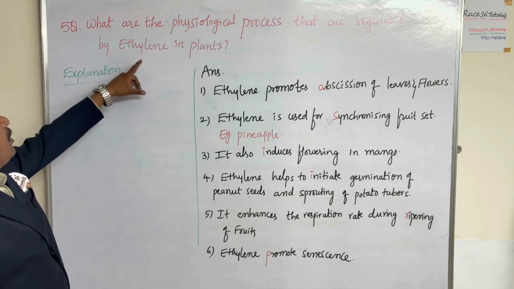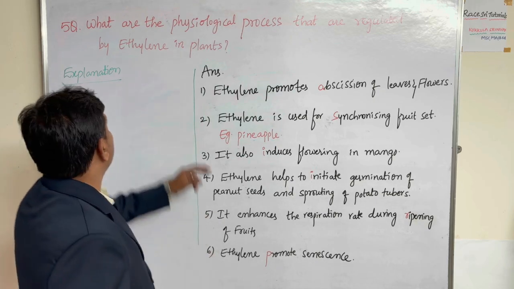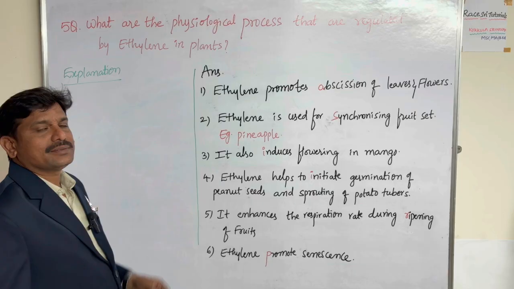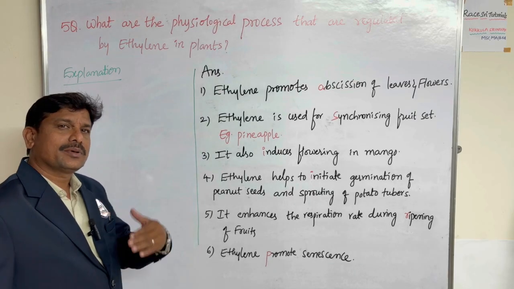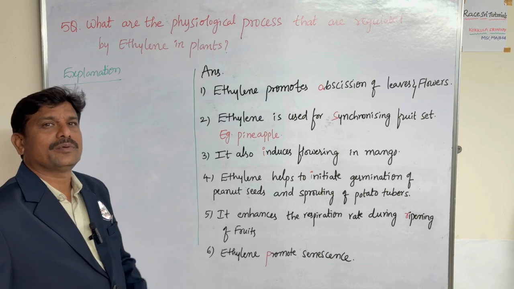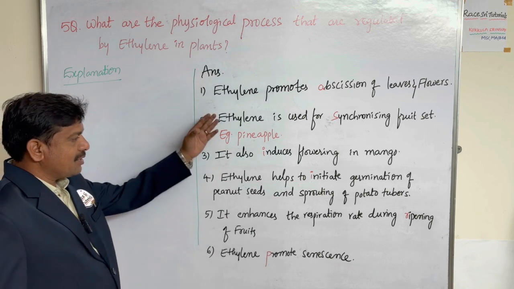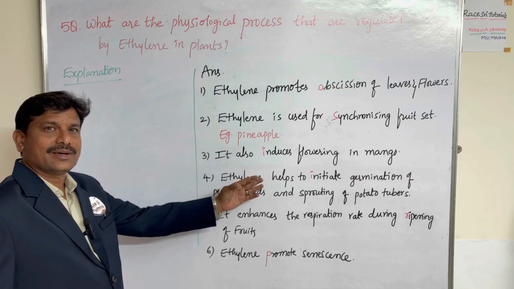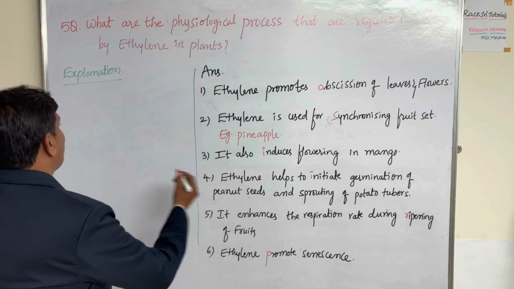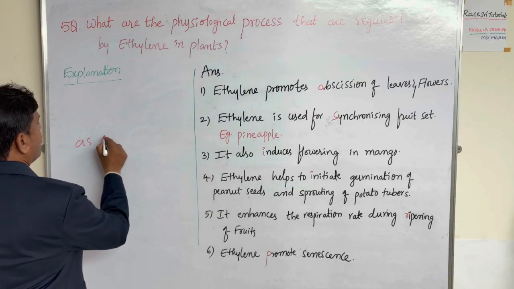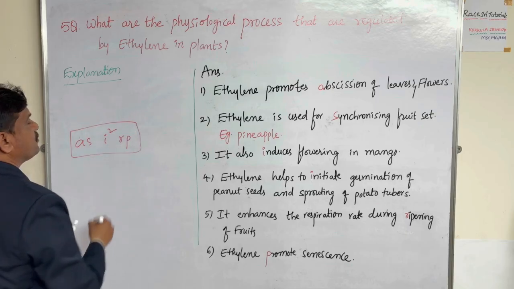So the fifth question: what are the physiological processes that are regulated by ethylene in plants? Sir, what type of ethylene effects are useful? Some of them are useful, sometimes it is harmful. What are they? Let's discuss here. One clue I will give you: A, I, R, P. This is one of the codes.